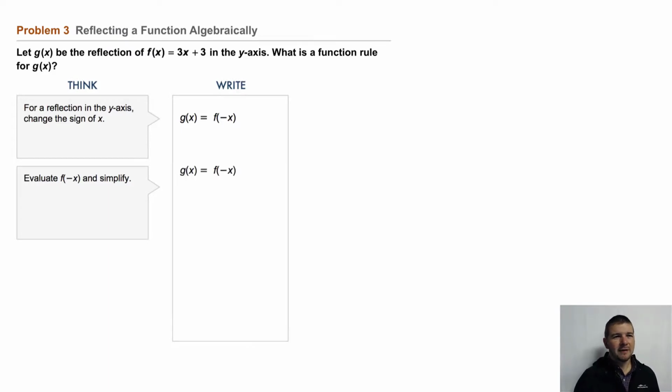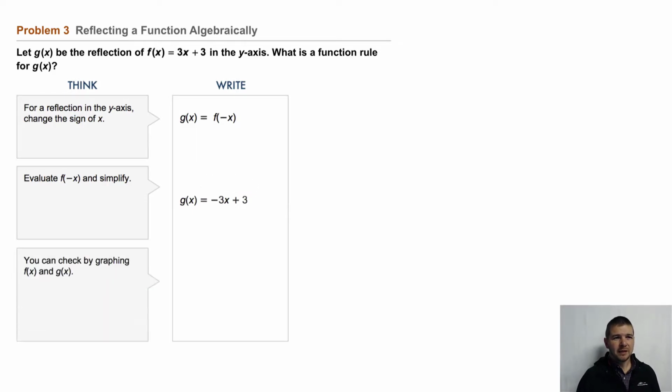Well, if g of x equals f of negative x, that's the same as 3 times negative x plus 3. Note we're just replacing our old input x with a negative x. And then simplifying, g of x equals negative 3x plus 3.